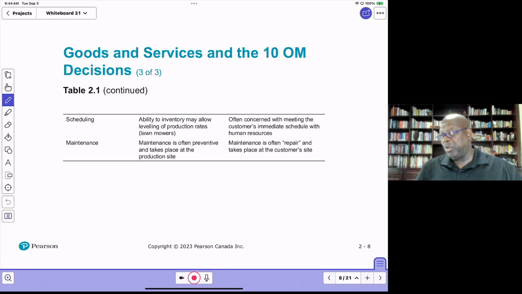Okay? And of course, maintenance of equipment is extremely important if you want to have the reliability of production. So preventive maintenance is often the way you want to work, because if you're talking about airlines, for example, you definitely want to have preventive maintenance. In some cases, yes, something will break down and you will repair it, but the general thrust has to be on preventive maintenance.